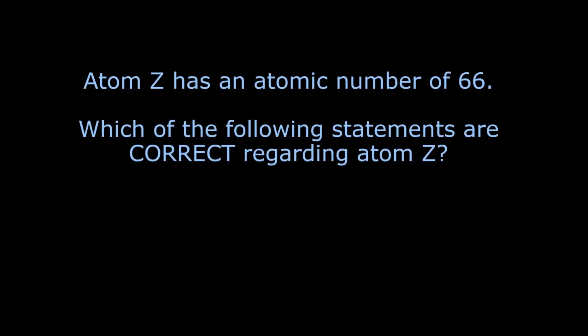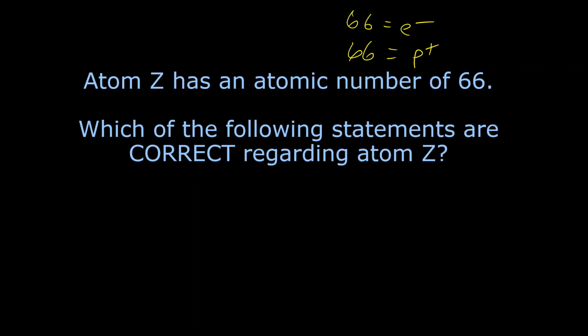Atom Z has an atomic number of 66. What does that tell us? That tells us it has 66 protons. That also tells us it has 66 electrons. It doesn't say anything about an atomic weight. It doesn't tell us anything about neutron number, though.